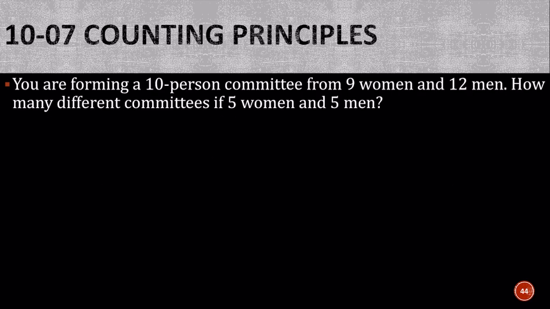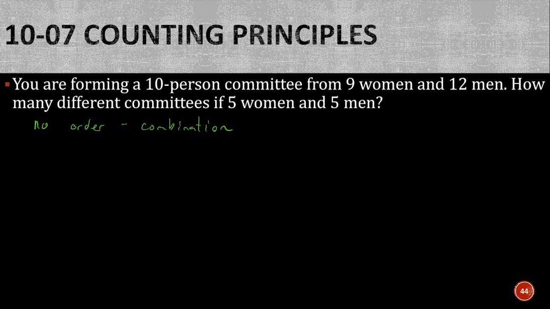All right, our last example. Let's say you're forming a 10-person committee from 9 women and 12 men. How many different committees if there are 5 women and 5 men? All right, first of all, there's no order. It's just a committee, it's a group. So that means we're going to use a combination.